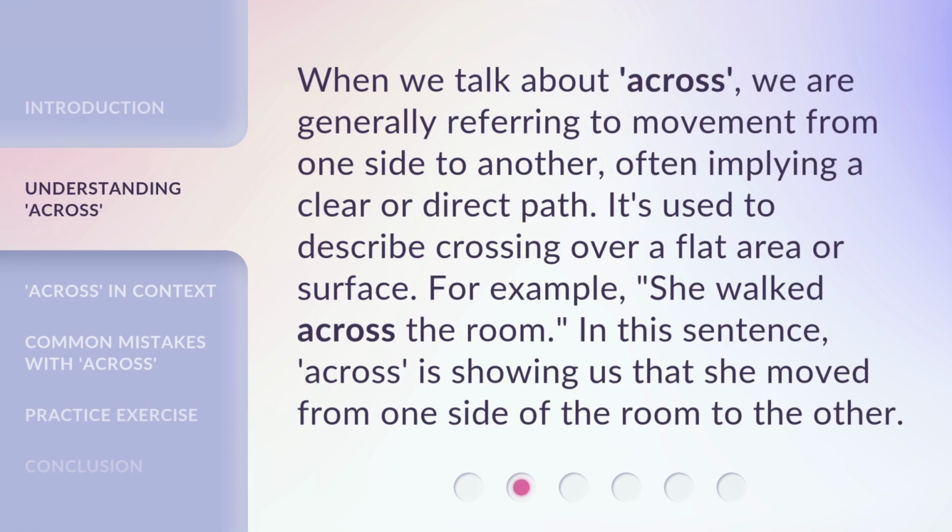When we talk about across, we are generally referring to movement from one side to another, often implying a clear or direct path. It's used to describe crossing over a flat area or surface. For example, she walked across the room. In this sentence, across is showing us that she moved from one side of the room to the other.